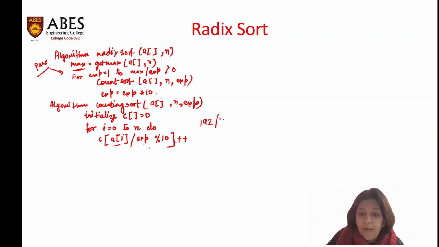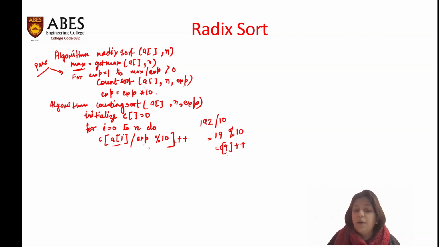This will be divided by 10 so that we will get 19. And then we will take the modulus of this number. So we will get 9. And then C of 9 will be incremented. Right? C of 9 will be incremented. So in this way, the counting sort will, in the first pass, work on the ones place. In the second pass, it will work on the tens place and so on.